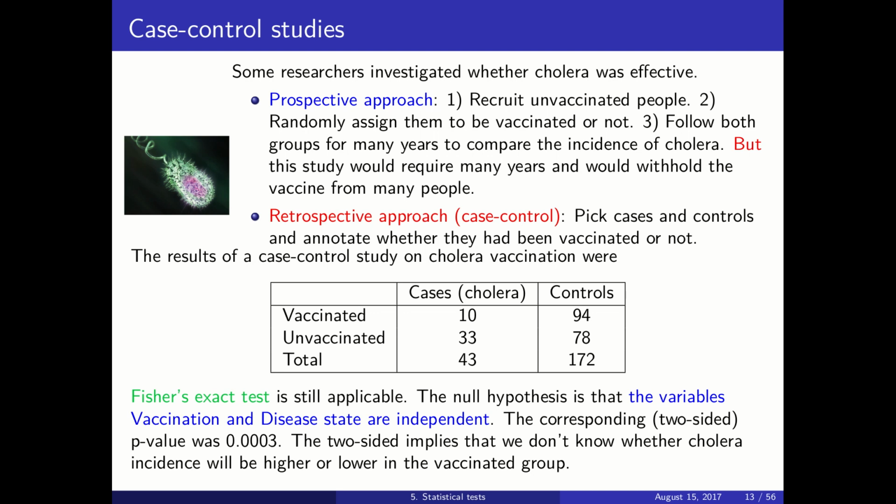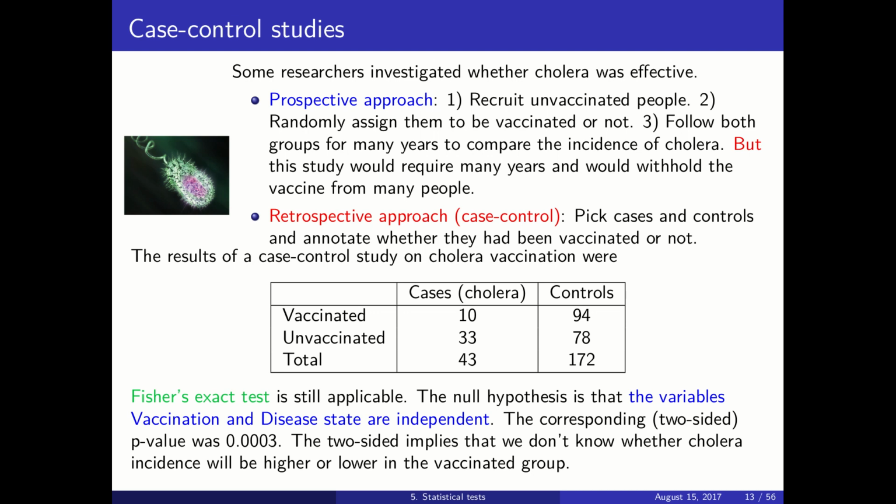So you recruit unvaccinated people, then you randomly assign them to vaccinated or not, follow both groups for many years to compare the incidence of cholera in both groups. This is somehow what we do with animals. So you take some mice, you assign them to treatment or control, and then you follow them. So you set up the hypothesis, and then you look into the future to see whether your hypothesis was true or not.